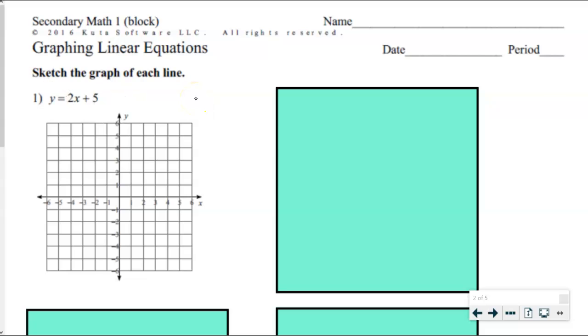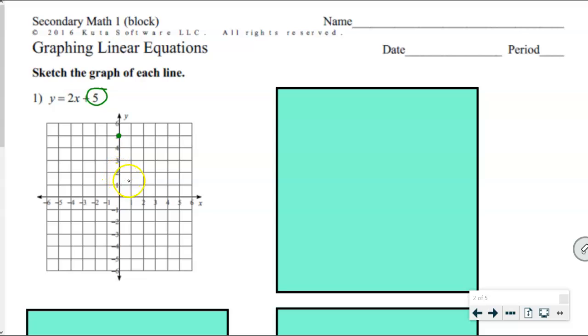Students in class have already done this, so they're ready to offer me some feedback. Where should I get started on y equals 2x plus 5? What's the first point I should graph? Sam? 5. Where is that 5 going to go? 5 up? On the y-axis, exactly. So we're starting with 5 as the y-intercept, so we're going to find 5 on the y-axis.